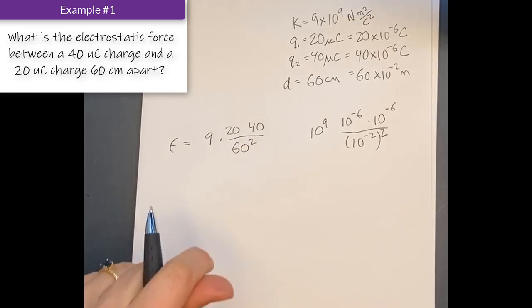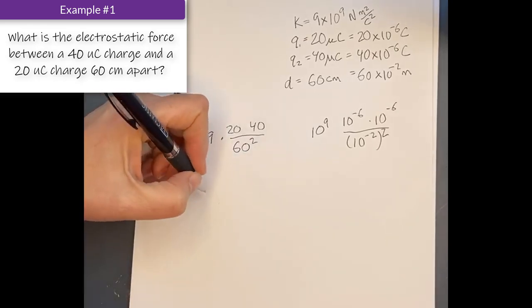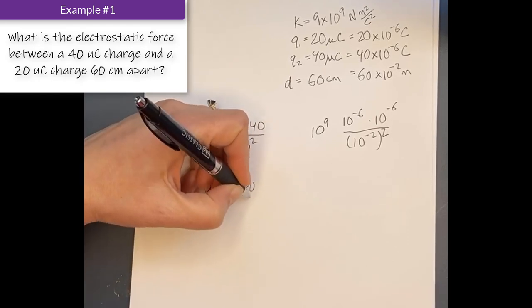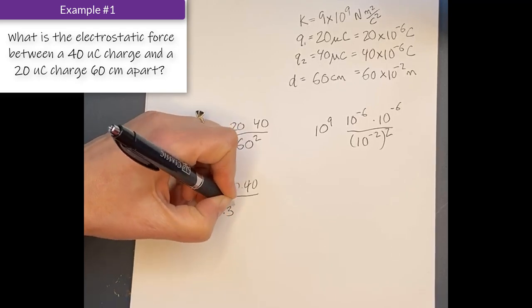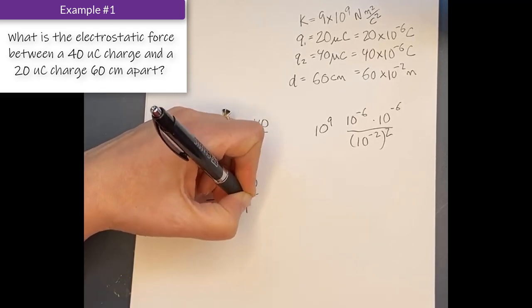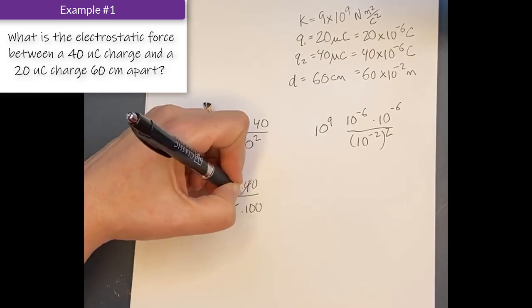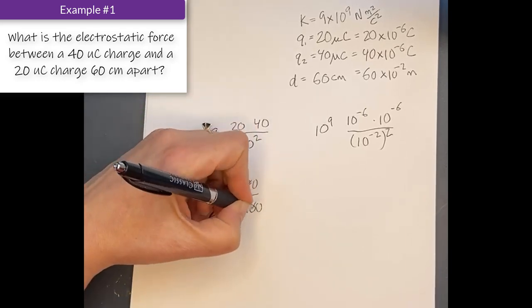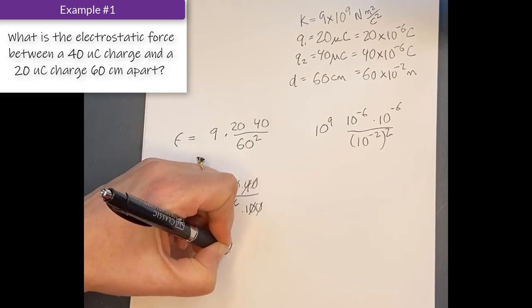Let me show you. So 6 is 2 times 3. So this is the same as 9 times 20 times 40 divided by 2 squared times 3 squared times 10 squared, which I'm just going to write 100. And 2 squared is 4, 3 squared is 9, and 10 squared or 100 cancels out here and cancels out here. So you end up with 2.